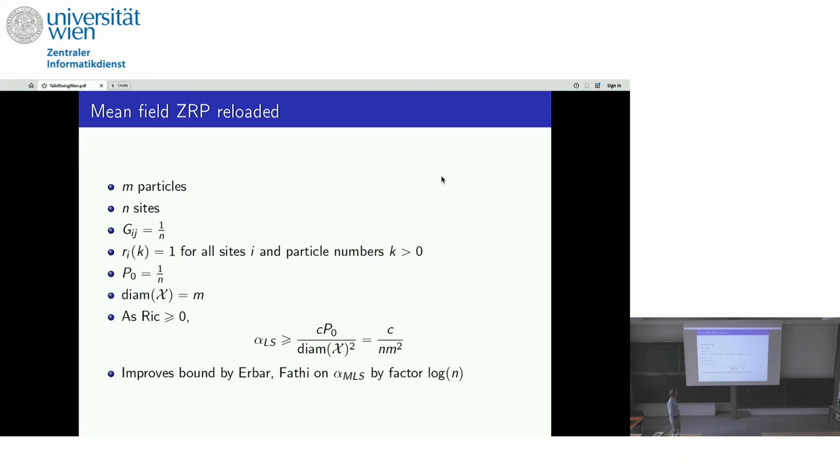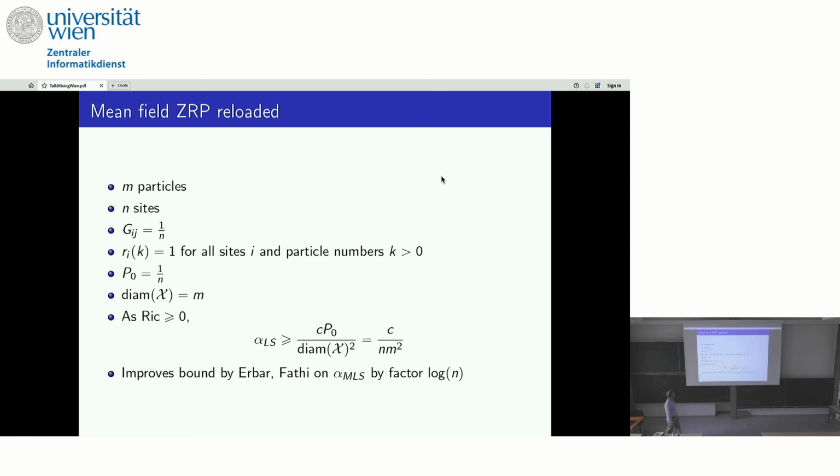Okay, now let's apply it again to zero range processes. So now we take zero range process with all rates constant. Before, the rates were increasing, now they are constant, so we don't have positive curvature anymore. Turns out that here we don't have non-negative sectional curvature anymore, but for the theorem here, we didn't need this.